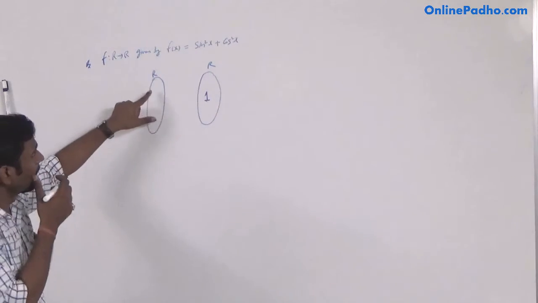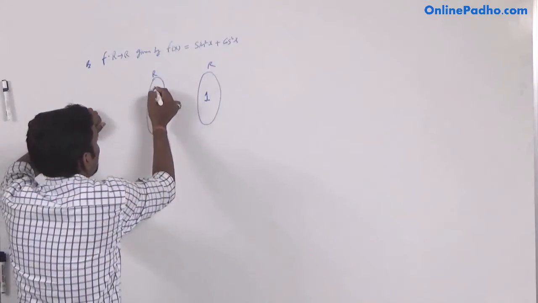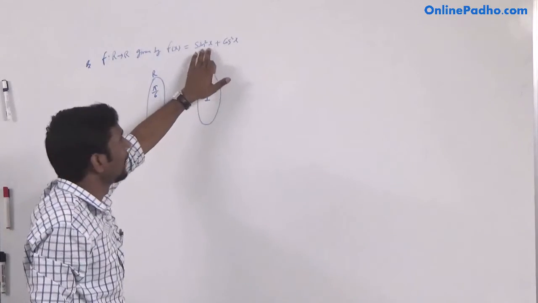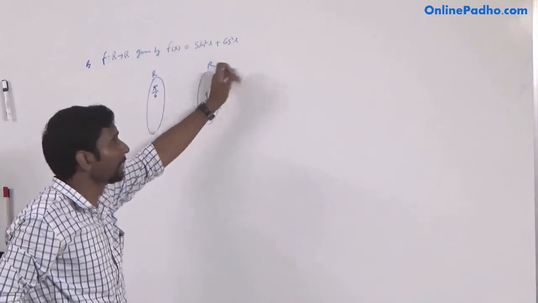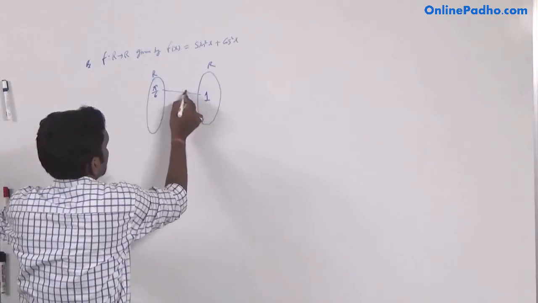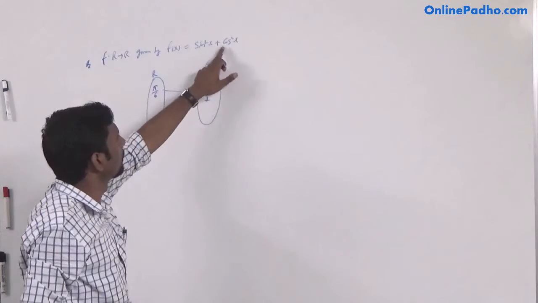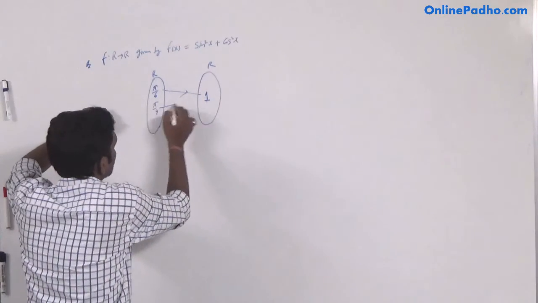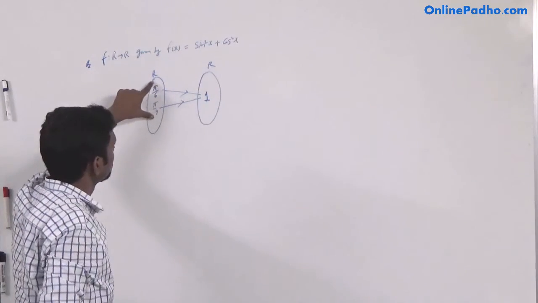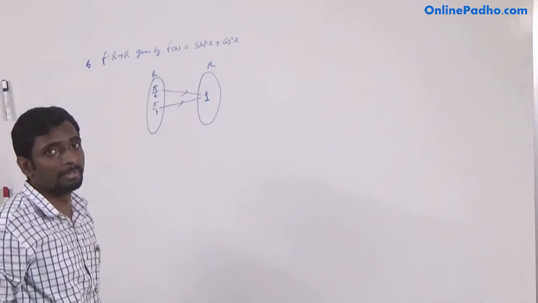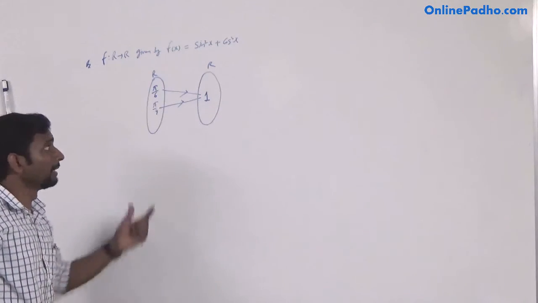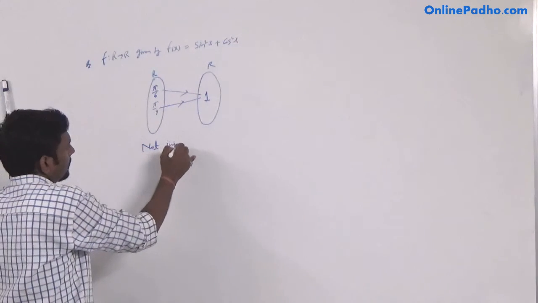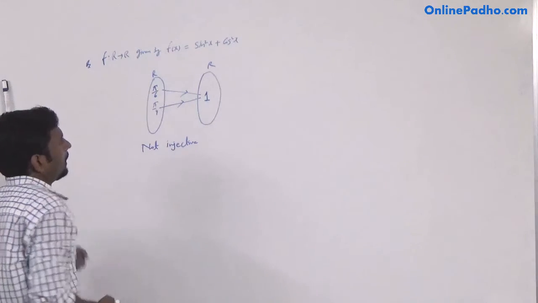If you consider a real number pi by 6, sin square pi by 6 is how much? 1 by 4. And cos square pi by 6 how much? 3 by 4. That becomes 1. If you consider pi by 4, this is 1 by root 2 whole square, 1 by 2 plus 1 by 2, which is 1. This is also 1. For two elements in the domain, there is a single element in the codomain. Is it injective? No, this is not injective.